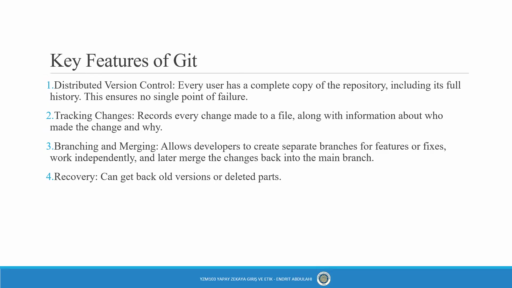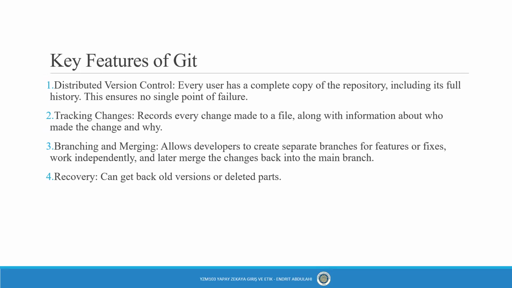Some of the key features of Git. As we already said, it is a distributed version control system, meaning that it tracks everything that's happening, ensuring no single point of failure. It gives a bunch of information on why the change was made, who made the change, when it was made, etc. Git also has the feature of branching and merging.